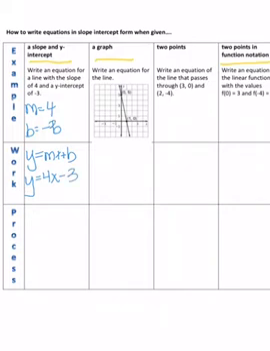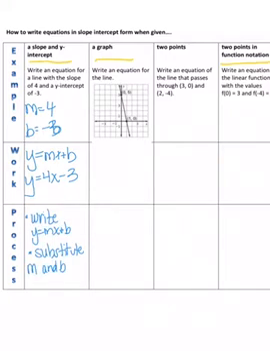Up here, I wrote -b, sorry. And there you go. So then the process is to write y equals mx plus b, and then substitute m and b, and you'll have your equation. All right, that was easy. So let's try in a graph.